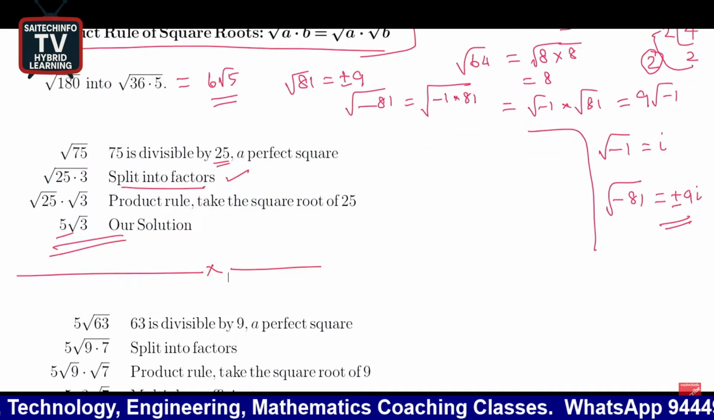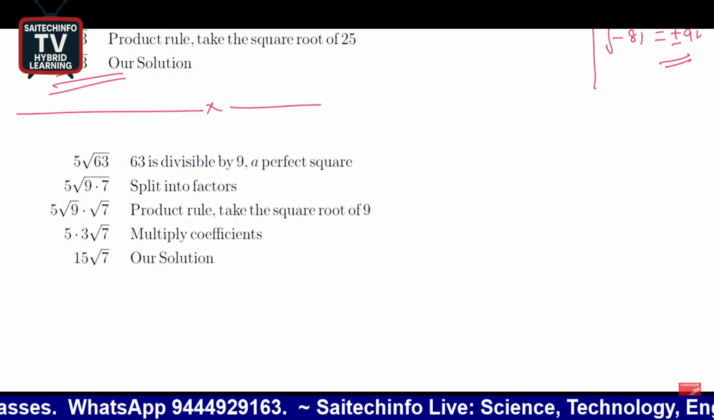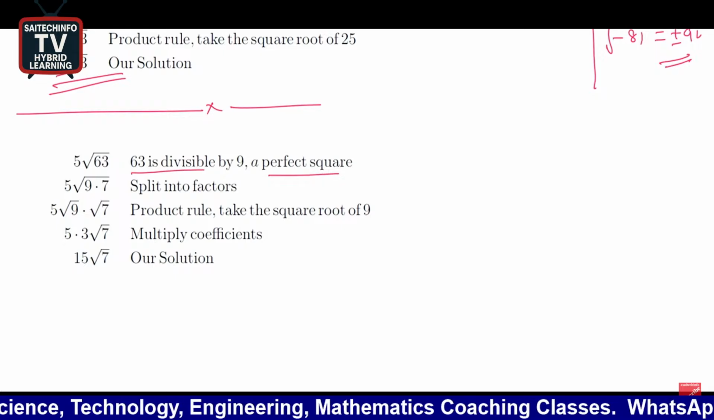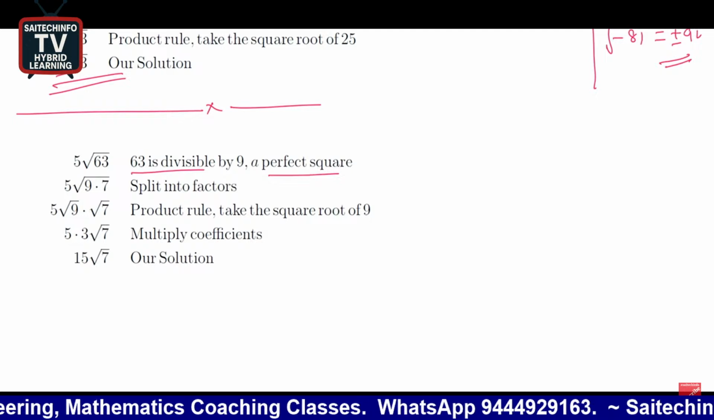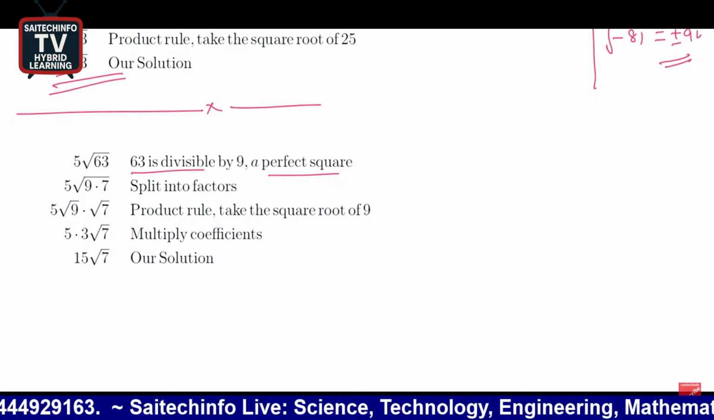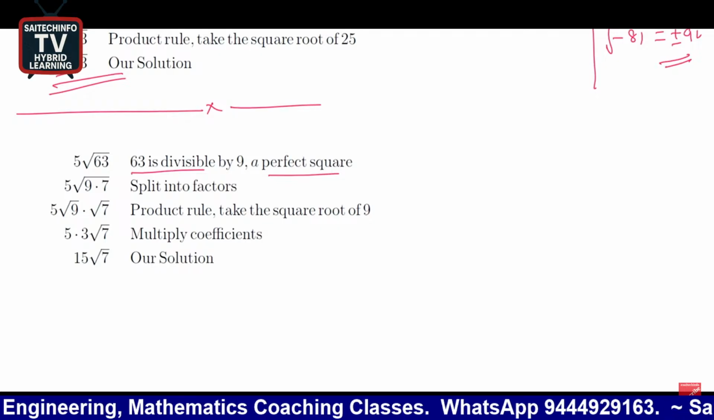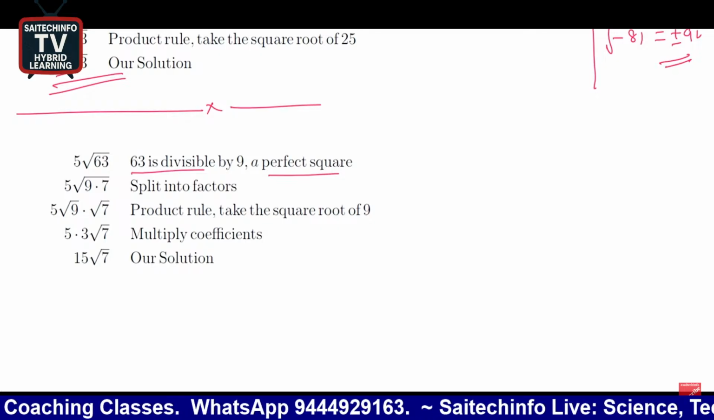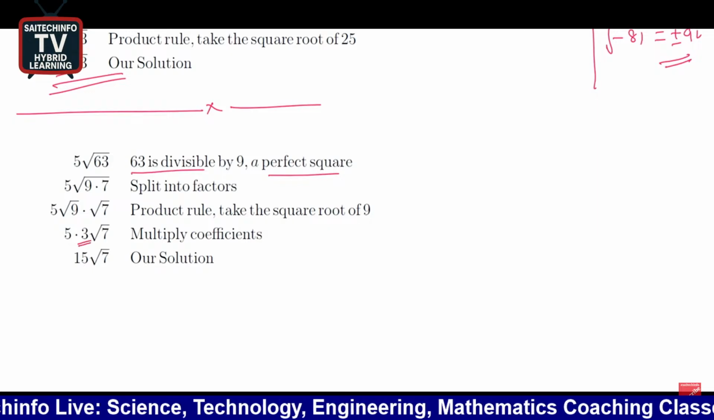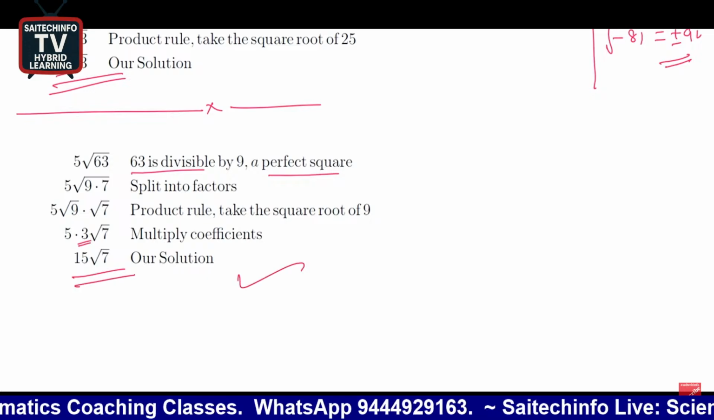ஃபார் இன்ஸ்டன்ஸ், 5√63ன்னு இருக்குது. அப்போது த நியரஸ்ட் பர்ஃபெக்ட் ஸ்கொயர் ரெடி பண்ணணும். எது நியரஸ்ட் பர்ஃபெக்ட் ஸ்கொயர்? 9 தான். ஸோ இந்த இடத்துல 9 into 7 எழுதலாம். ஸோ 9ஓட ஸ்கொயர் ரூட்டு 3. அப்போ 3 வெளில எடுத்துகிட்டு வந்துடலாம். இல்லாட்டினா இந்த √63 ரெண்டாக பிரிக்க வேண்டியது √9 into √7, அந்த ப்ராடக்ட் ரூல் மாதிரி. ஸோ இப்போ √9க்கு நமக்கு 3ன்னு தெரியும். ஸோ 5 into 3 into √7, that is 15√7. This is our solution. Are you able to understand?